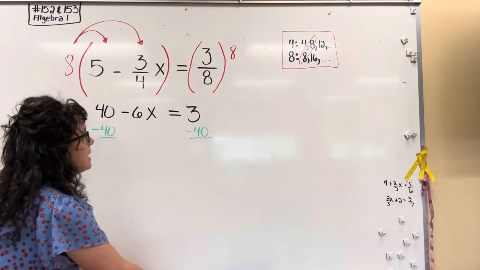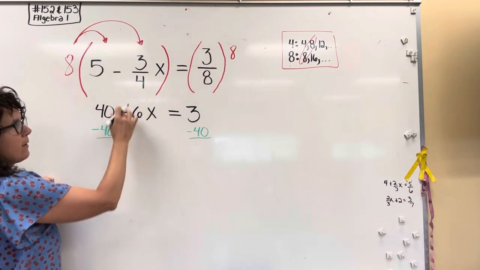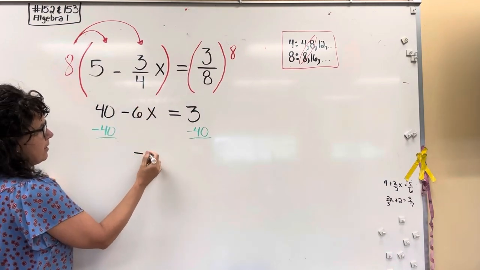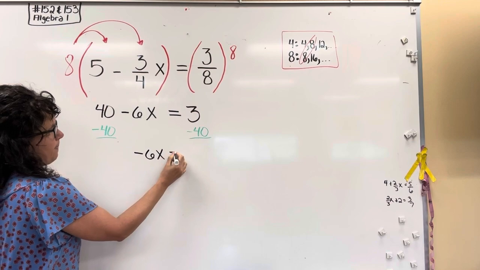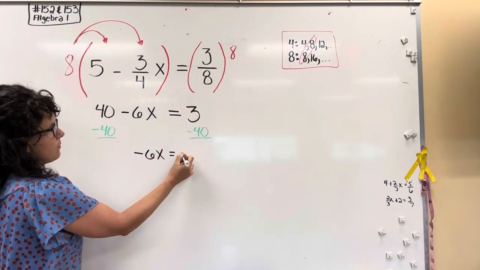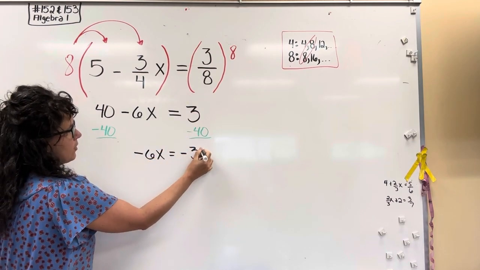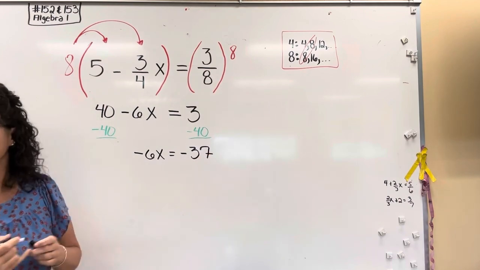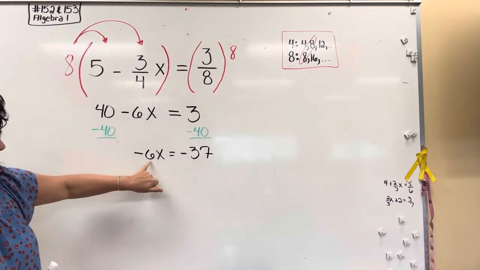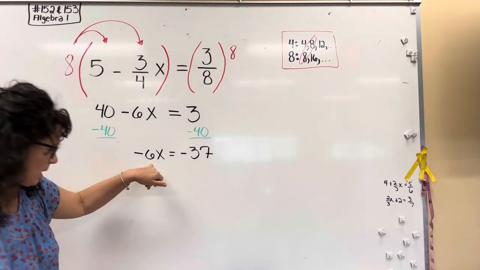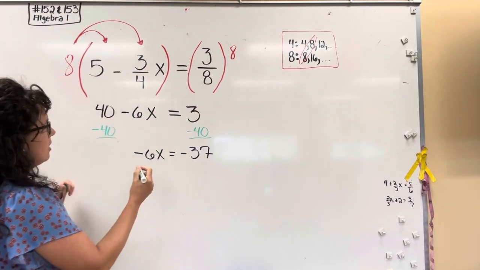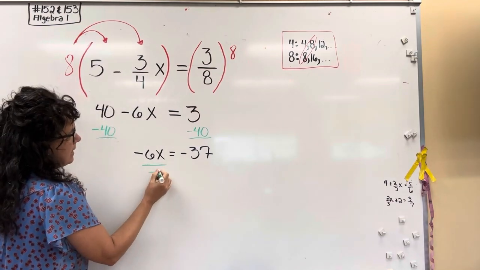Okay, let's bring down what we have. We have this negative 6x still here, and then 3 minus 40 is negative 37. And then lastly, we want to get rid of the multiply by negative 6. So I'm going to divide by negative 6.